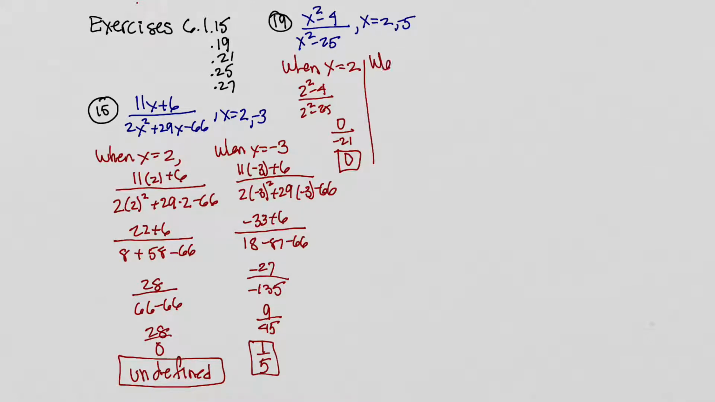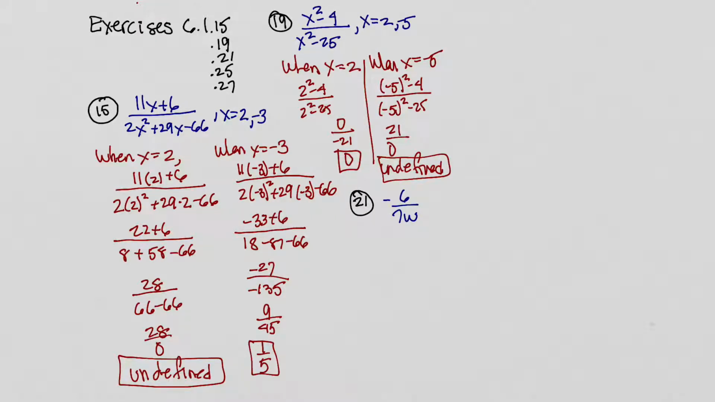But now, when x is equal to negative 5, we're going to get negative 5 squared minus 4 over negative 5 squared minus 25. In the numerator, we've got 25 minus 4, which is 21. And in the denominator, though, we've got 25 minus 25, which is 0, which is undefined. So when we put in the 2, we get 0. But when we put in the negative 5, this is undefined. So 2 is in the domain, negative 5 is not.